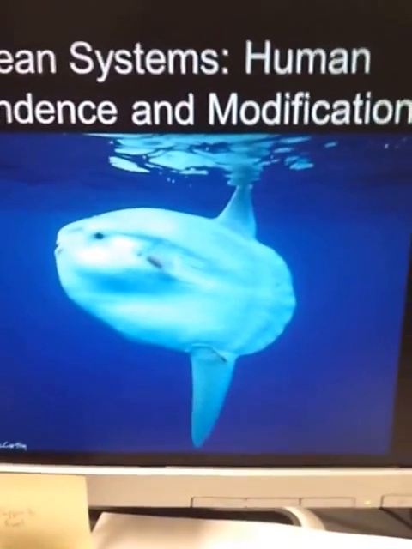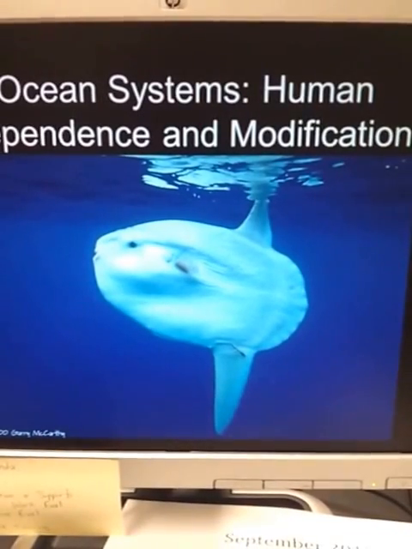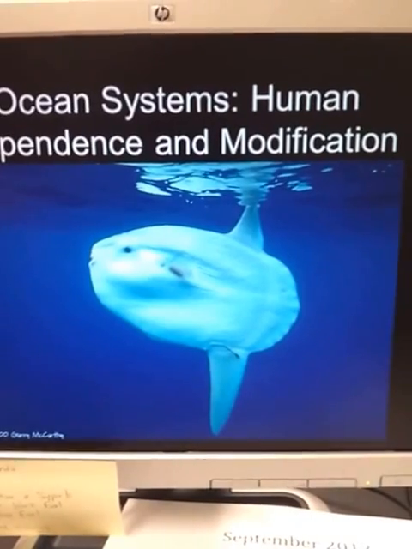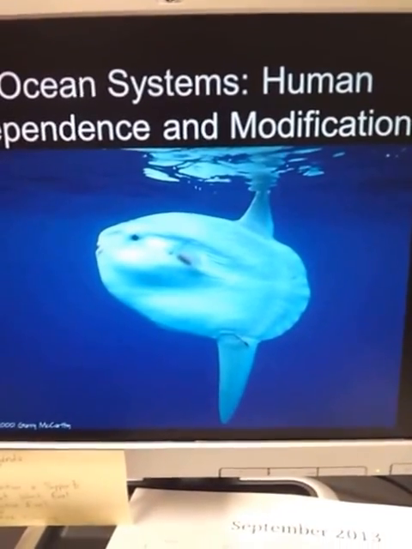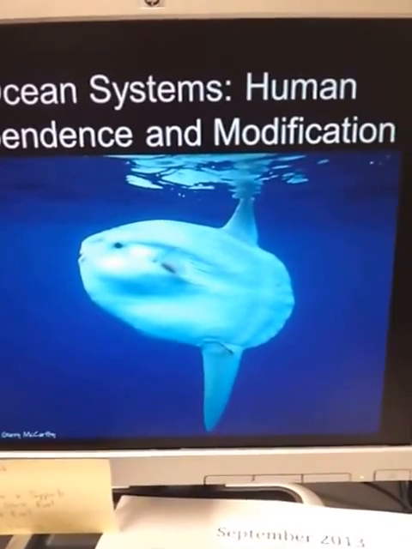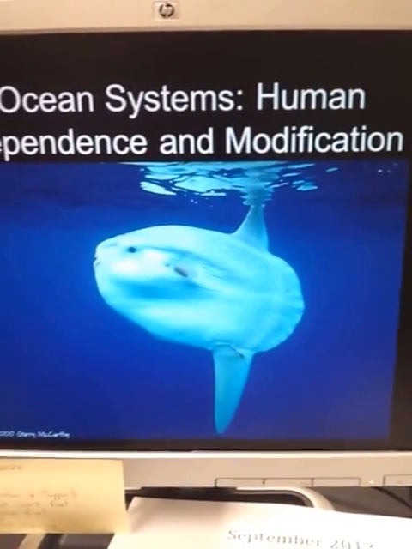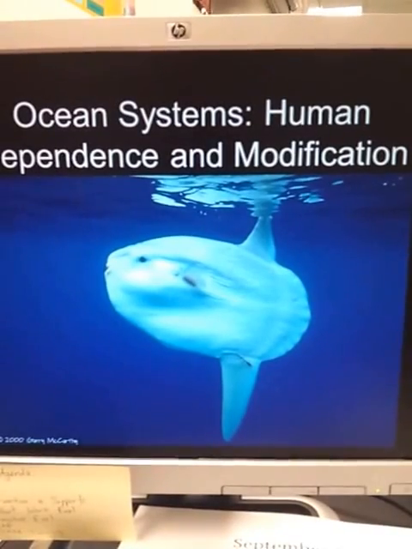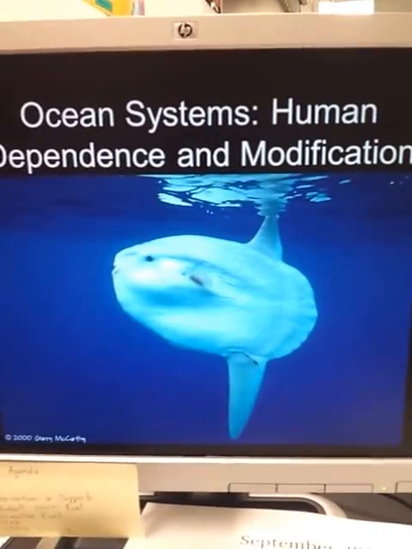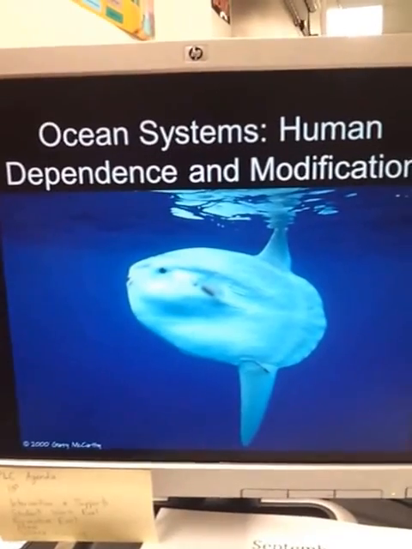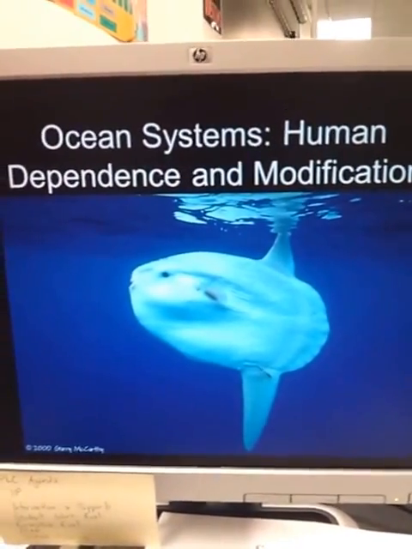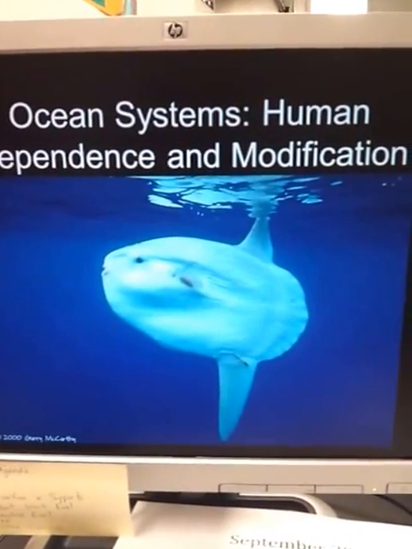Today we're going to be talking specifically about ocean systems, human dependence, and modification. So how do we depend on the ocean, and how do we affect the ocean both positively and negatively? One of the themes that you will see as you explore your science career is how humans tend to kind of wreck everything. In our interactions with the ocean or whatever environment we're dealing with, we tend to cause ill effects, and then we have to go and repair them. So that's what we're discussing today in this lesson.